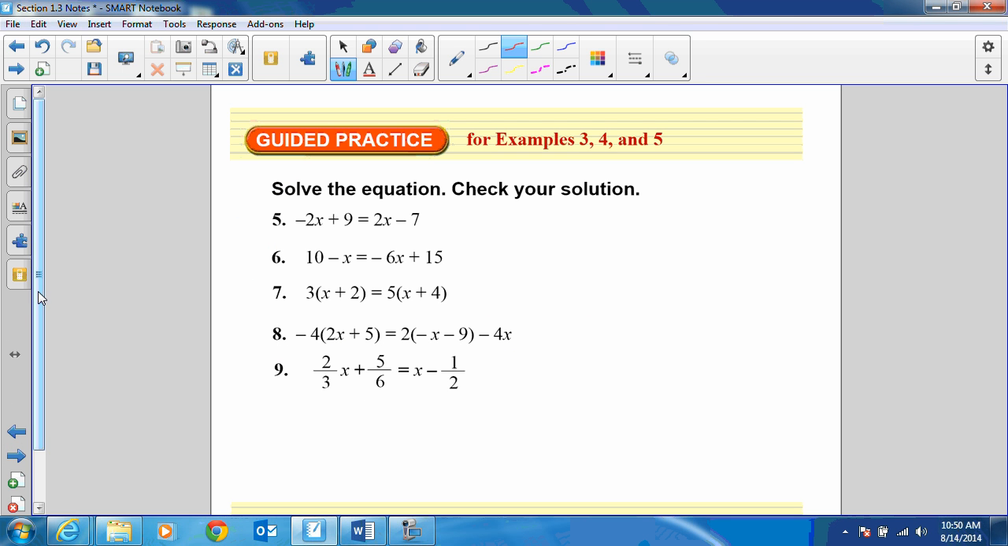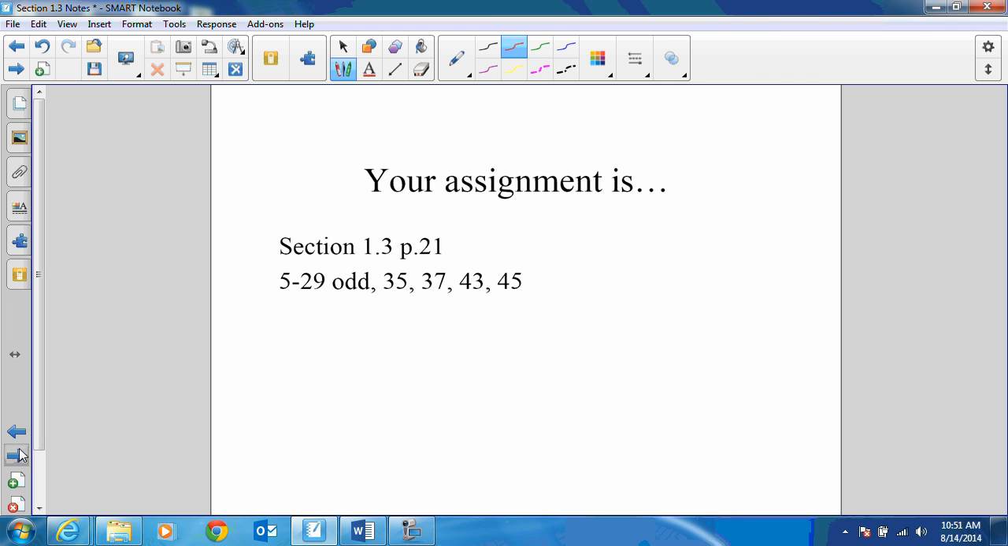All right, I'm going to leave you guys to have these on your own. Do them on your own, and then if you have trouble, bring them to class, and we'll go over those in class. Okay. Your assignment might not be this. We don't have books yet, so it will probably be off the worksheet that we already have, the 1.3 section. But I will let you know when you get to class.